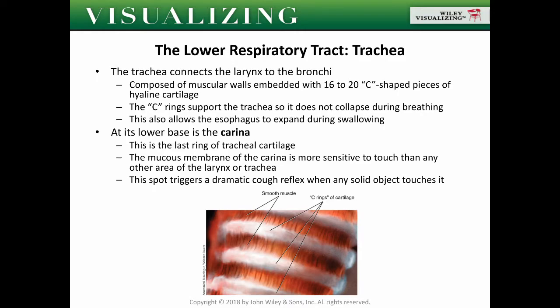At the lower base is what we call the carina. It is the last ring of the tracheal cartilage. The mucous membrane of the carina is more sensitive to touch than any other area of the larynx and the trachea. So this spot is the one that triggers the dramatic cough reflex when any solid object touches it.